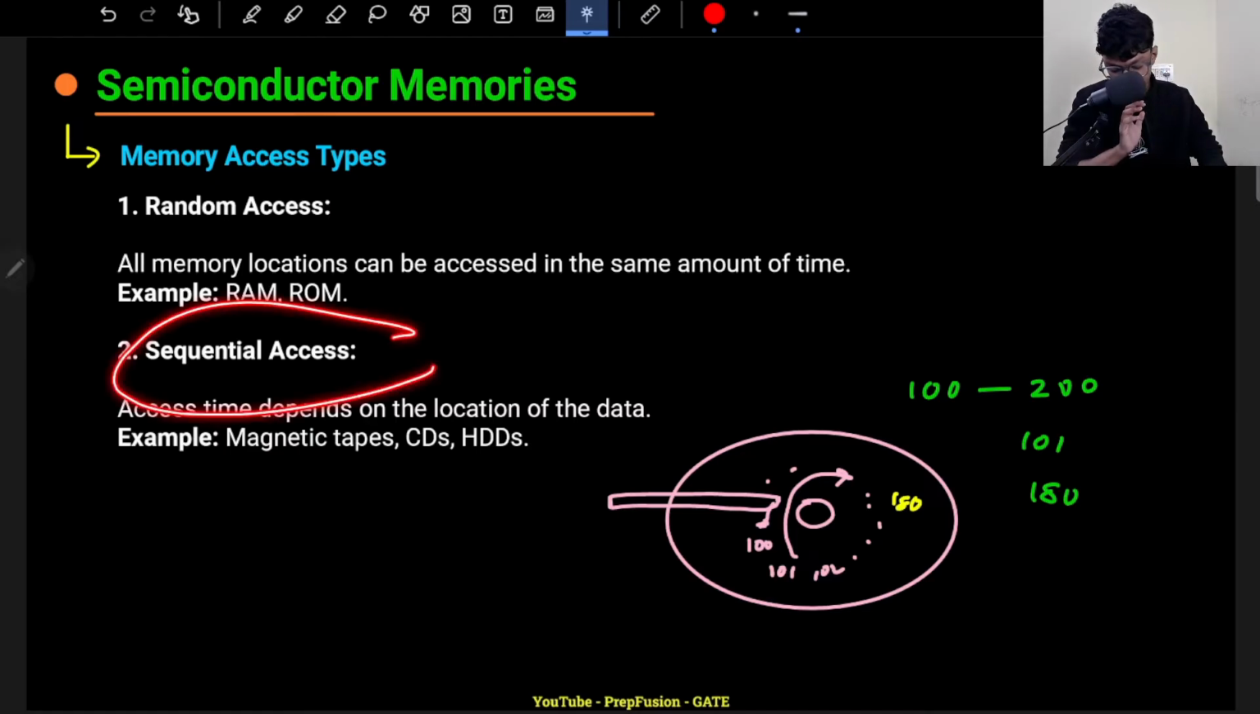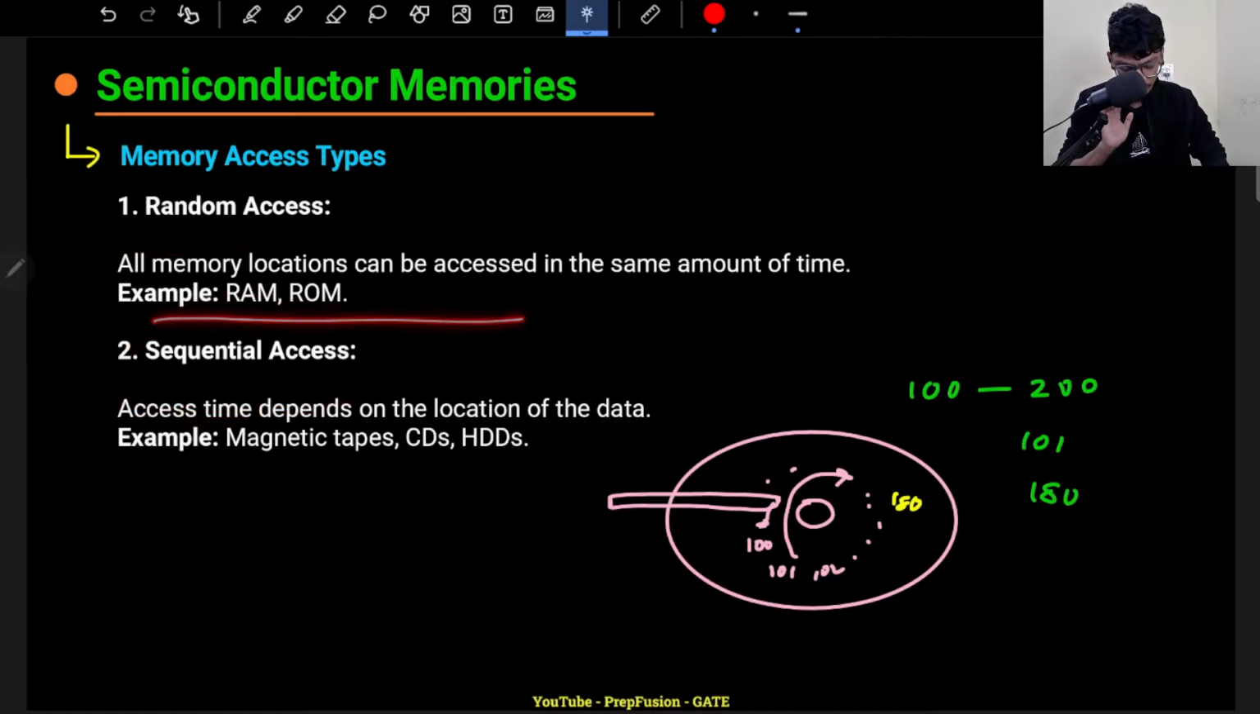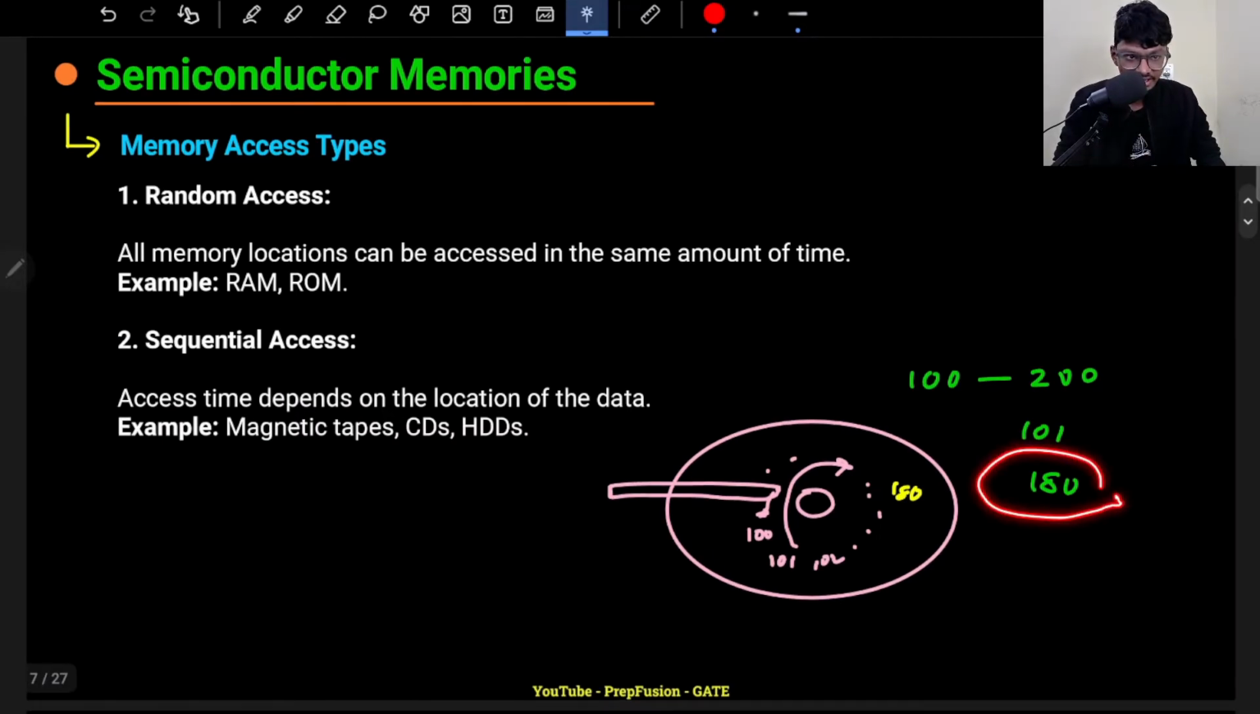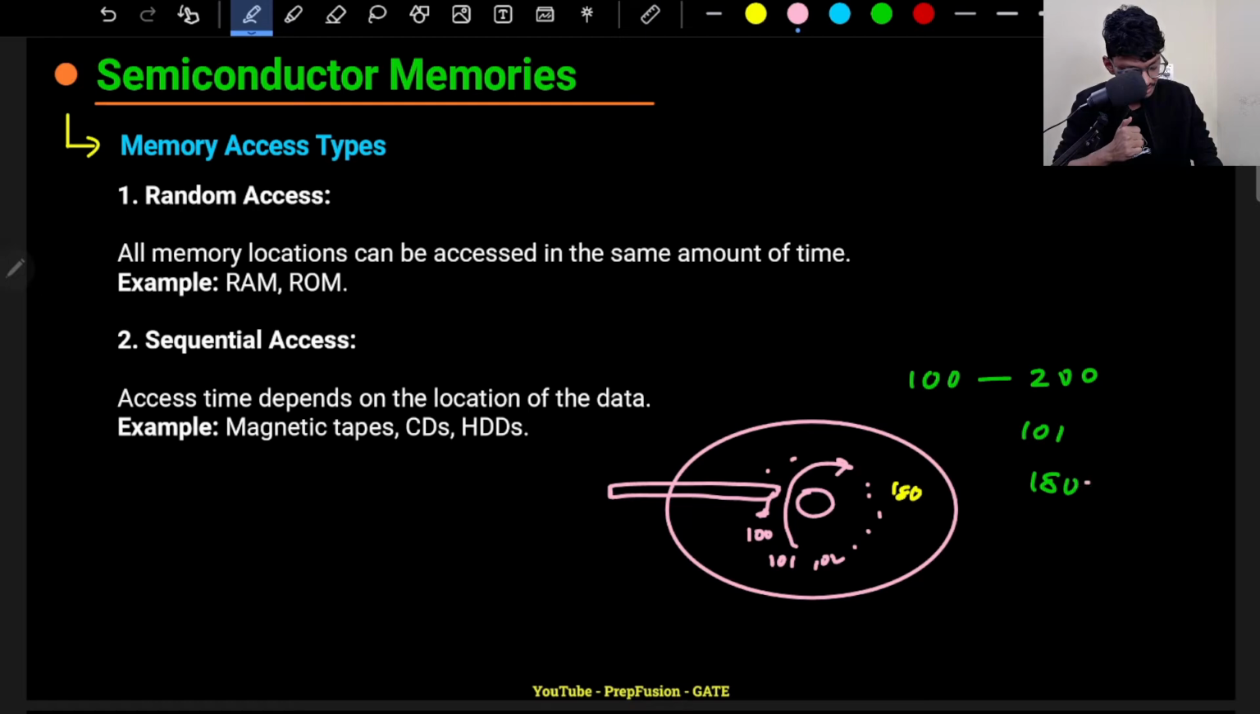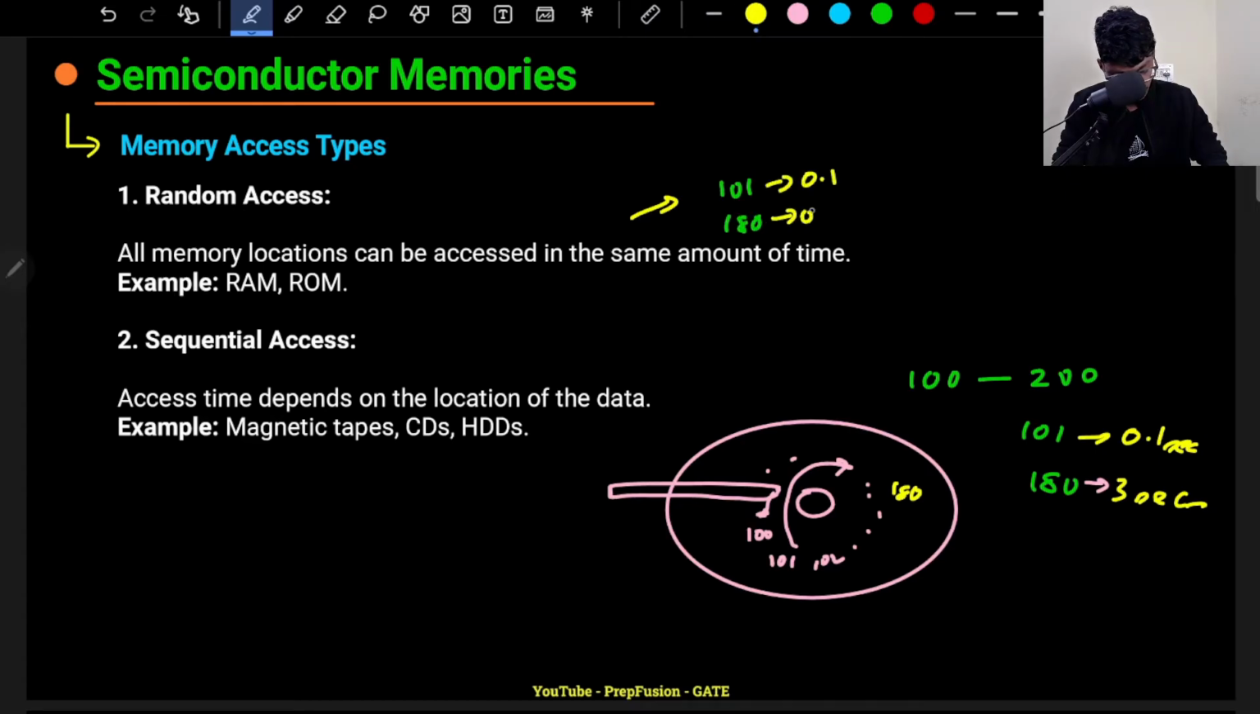That is the difference between sequential access and random access. In random access, all memory locations can be accessed in the same amount of time. It doesn't matter if I access location 180 or location 101, I will access the data in the same amount of time. In sequential access, it may take 3 seconds here and only 0.1 second there. But in random access, both 101 and 180 will take 0.1 second.